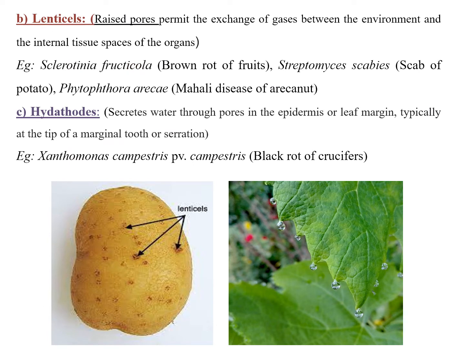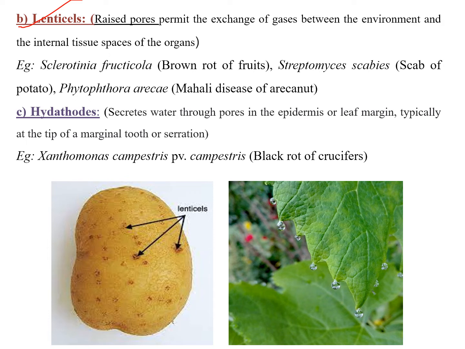Coming to the second natural opening, that is lenticels. Lenticels are raised pores. They permit the exchange of gases between the environment and the internal tissue space of the organs. These lenticels we can generally find on potato also. Through these lenticels, some pathogens make their entry into the host plants. Examples: Sclerotinia fructicola, which causes brown rot of fruits; Streptomyces scabies, scab of potato; and Phytophthora ericae, which causes Mahali disease of areca nut.